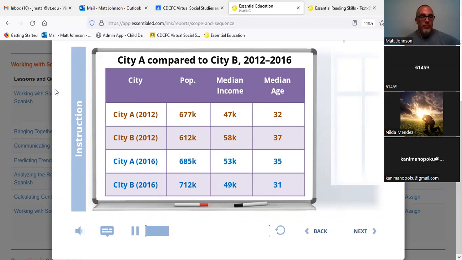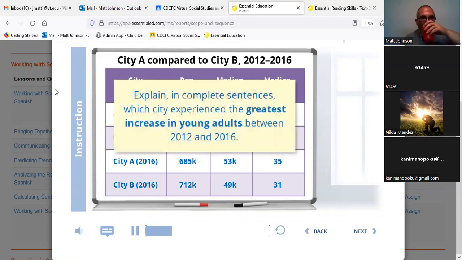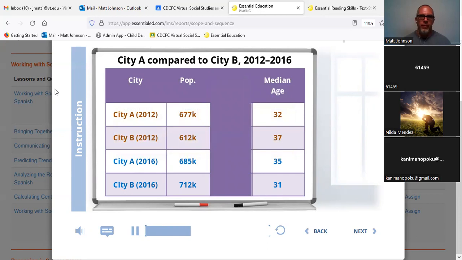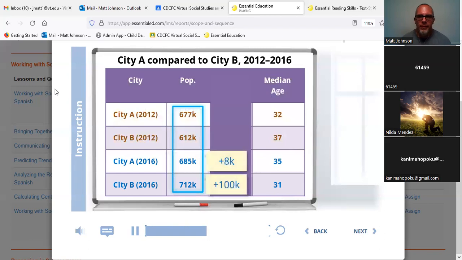So let's say I'm trying to answer the prompt: Explain in complete sentences which city experienced the greatest increase in young adults between 2012 and 2016. So the prompt is asking me about population and median age. Since the prompt doesn't ask about median income, I can cross that data out. It isn't relevant to the prompt. I start off by looking at population increases. Both cities increased their population between 2012 and 2016. City B, however, grew much faster than City A. I'll make a note of that.